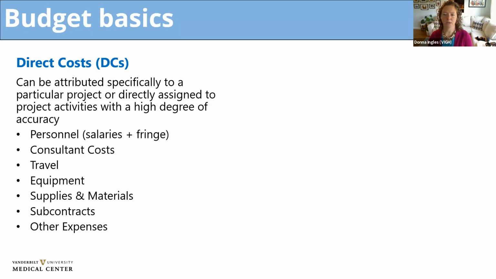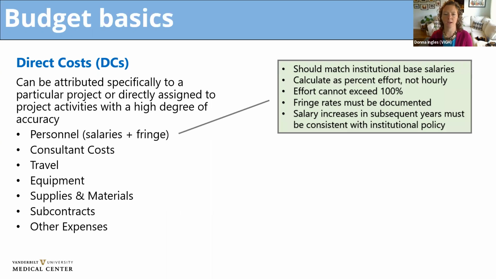So NIH budgets can really be split into two main divisions: direct costs and indirect costs. Together, those create total costs. The first of these, direct costs, represents anything that can be directly assigned to project activities. Typical categories here include personnel, so salaries and fringe, consultant costs, which are separated out from personnel in an NIH budget, travel, equipment, supplies and materials, subcontracts, and other expenses. So we'll talk about a few of these.